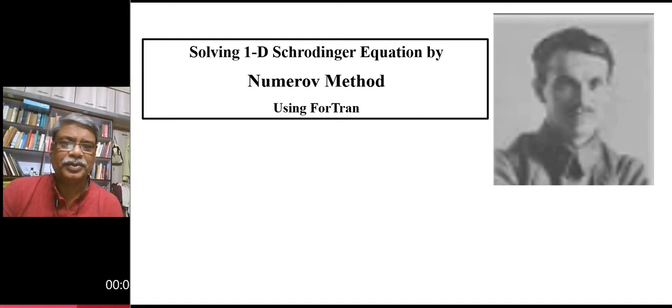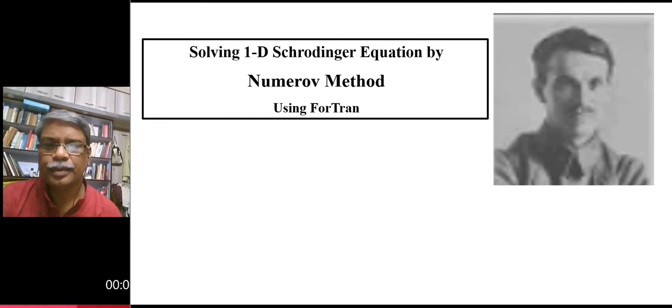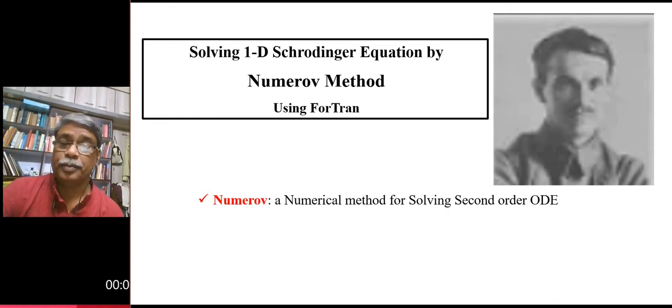Today I will be discussing solving the one-particle one-dimensional Schrodinger equation by the Numerov method using Fortran. To be honest and frank, this discussion is actually an extension of a previous discussion, the same problem, but using Excel, not Fortran. But it was basically the Numerov method to solve the one-dimensional Schrodinger equation. So, what is the Numerov method?